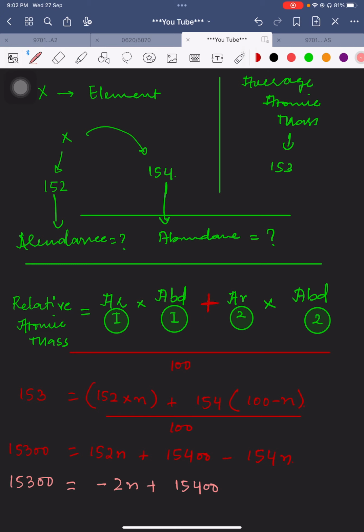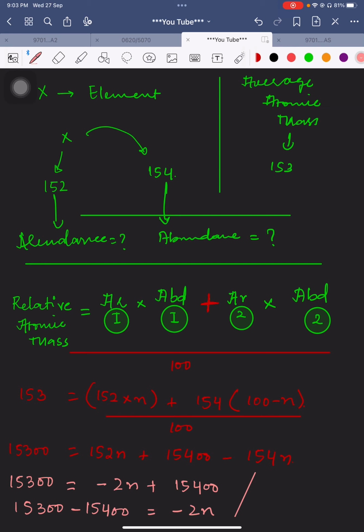So right now, what is the next? We are going to shift this 15400 to the other side. It will be with the negative sign because it is positive on that side, and when it is shifted to the other side of the equality, it will be with the negative sign, and it is minus 2n. Here I'm doing the remaining working.